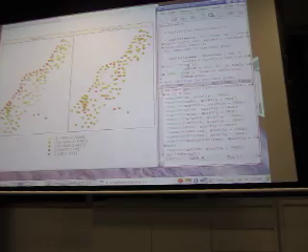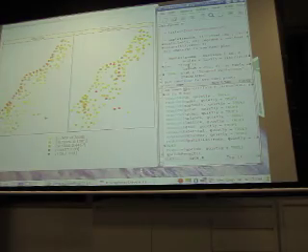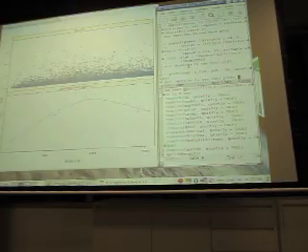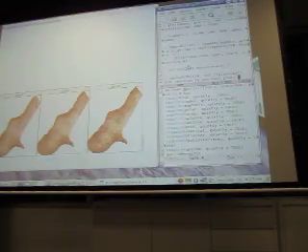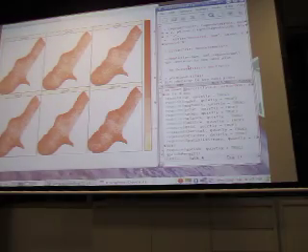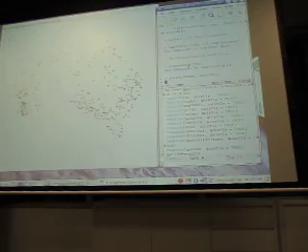Similar data but a different pictorial perspective on it there. I'll talk about this later, which is something called a variogram. And here's some simulations. Okay, so that's the geostatistical example.